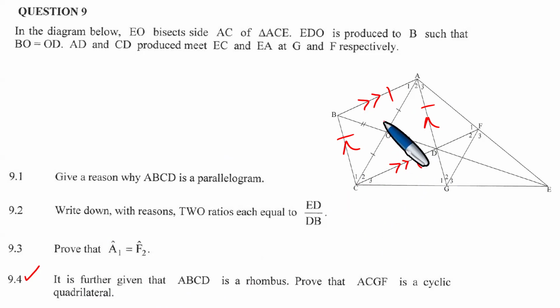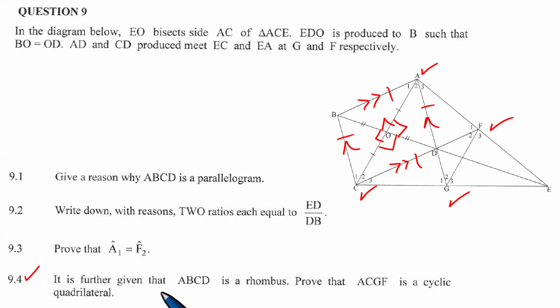But moreover, the diagonals bisect each other at right angles. Okay, so this is our story, and we want to prove something. We want to prove that ACGF is a cyclic quadrilateral. A, C, G, F is a cyclic quadrilateral.